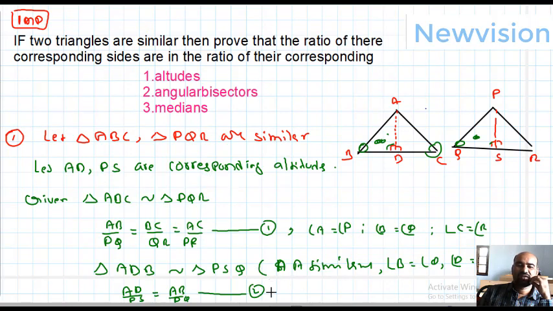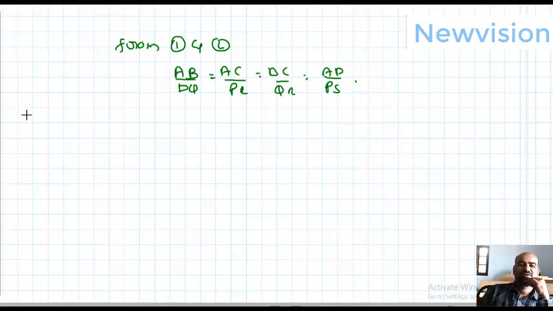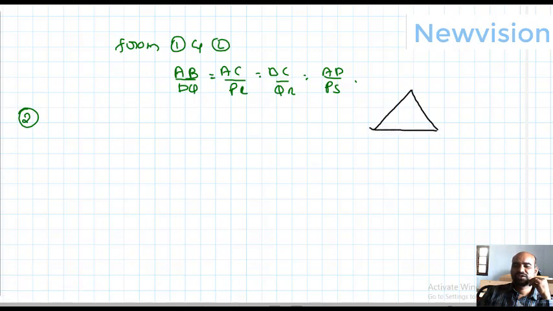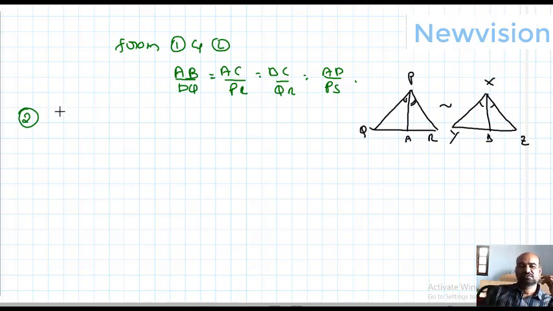So second one, angular bisectors. For that also we need to draw a small diagram. This is triangle PQR and triangle XYZ. Again, given these two are similar, through P draw the angular bisector. So PA is the angular bisector, these two angles are equal. This is the angular bisector XB, these two are equal.